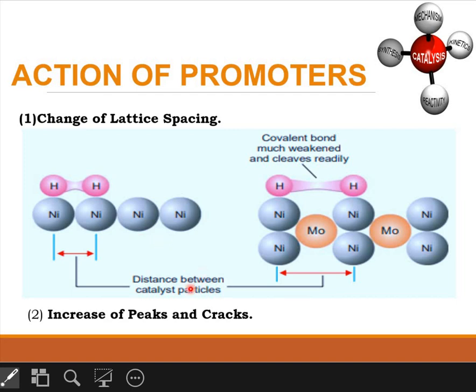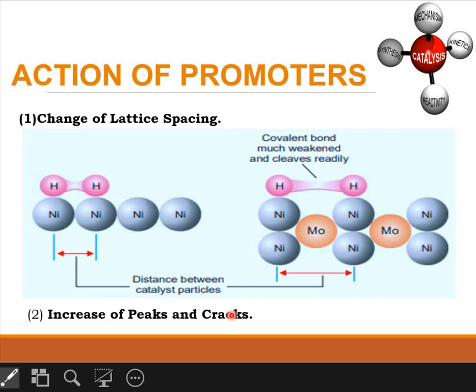And the second thing is that it increases the peaks and cracks. That is, the presence of promoters increases the peaks and cracks on the catalyst surface. This increases the concentration of the reactant molecules, and hence the rate of the reaction also increases.